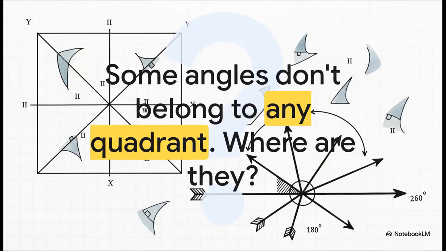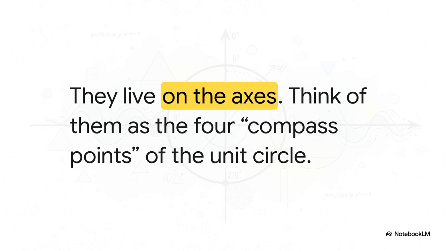Okay, so you're probably familiar with the four quadrants on a graph, right? You've got quadrant 1, 2, 3, and 4. Simple enough. But here's a weird thought. Some angles don't actually belong to any of those quadrants. So where could they possibly be hiding? Well, the answer is actually pretty simple. They're not hiding in a quadrant. They live right on the lines themselves. They're on the x and y axes. And these are our quadrantal angles, the compass points of our whole trigonometric map.